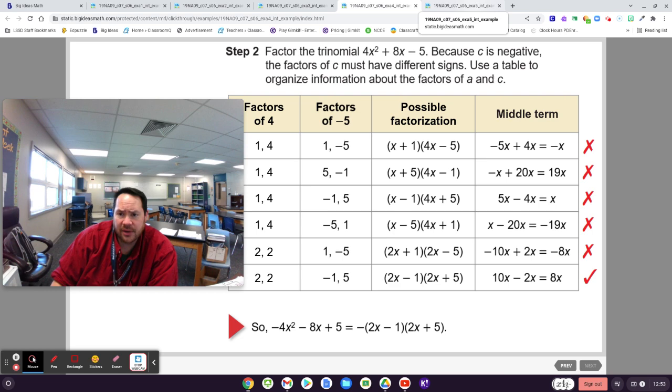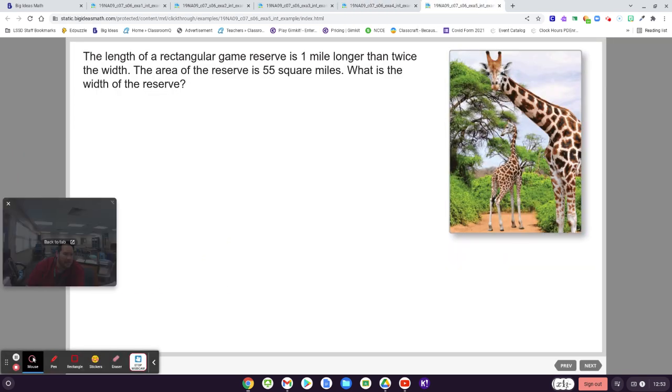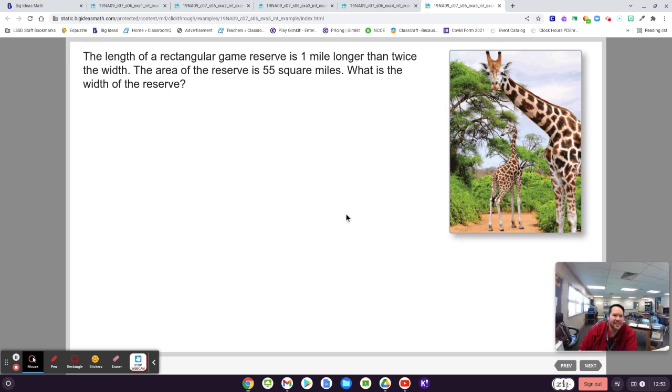Okay, and now we have this type of problem. I wanted to go over this because it's a story problem that you got to solve this thing here. And again, just to keep it shorter, I'm just going to talk through it and then not ask a ton of questions. So the length of the rectangular game reserve is 1 mile longer than twice the width.